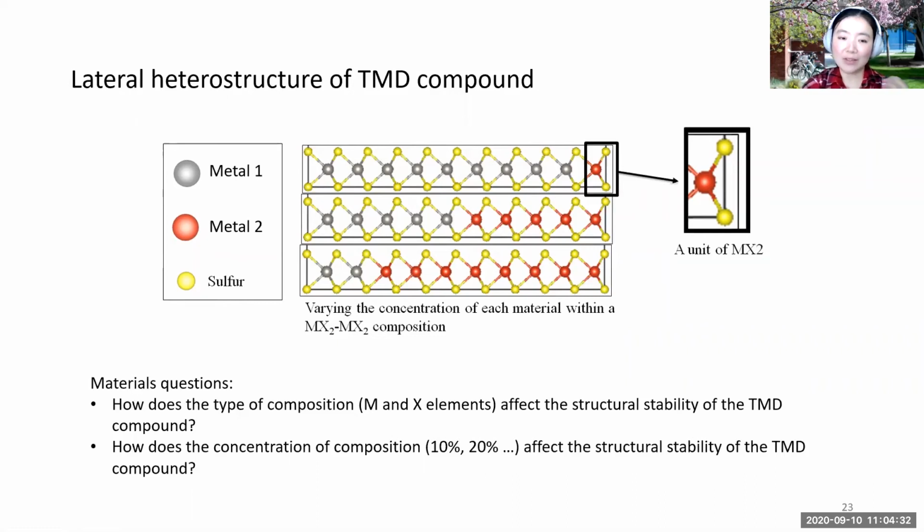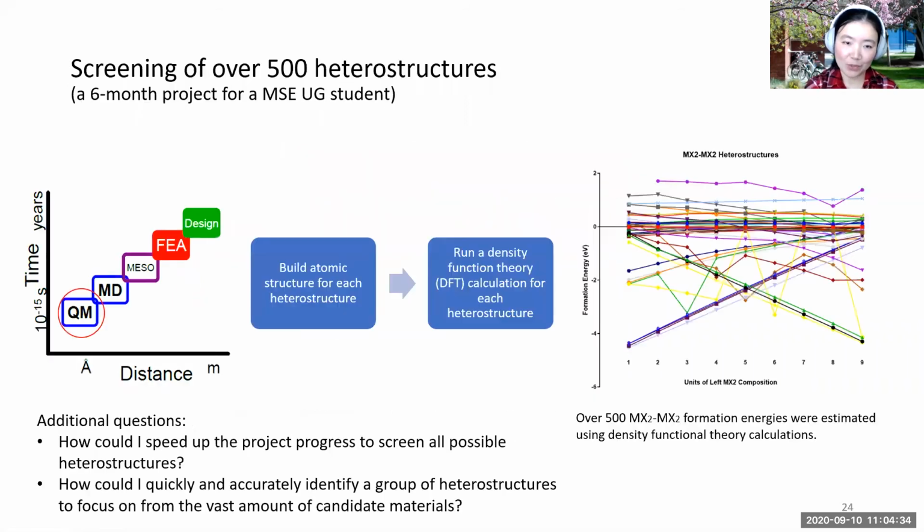To answer these two questions, our traditional way in materials science is that we have to build up an atomic structure for each individual heterostructure. If we have millions of heterostructures, that means we have to create millions of atomic structures. And for each individual structure, we have to run something called a density functional theory calculation.